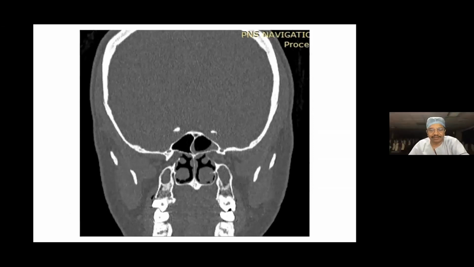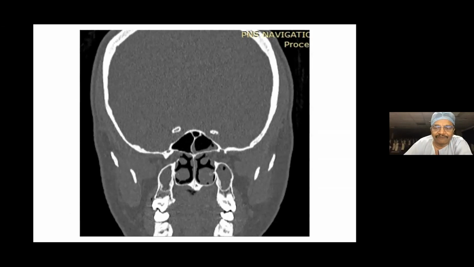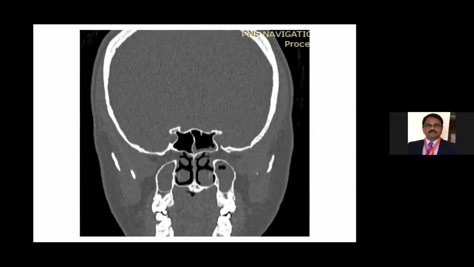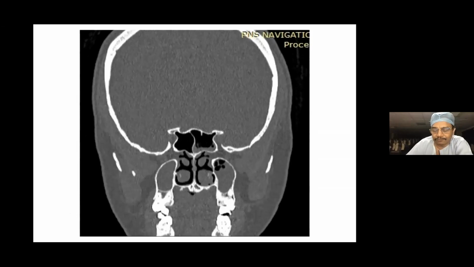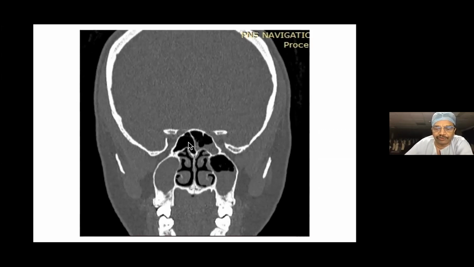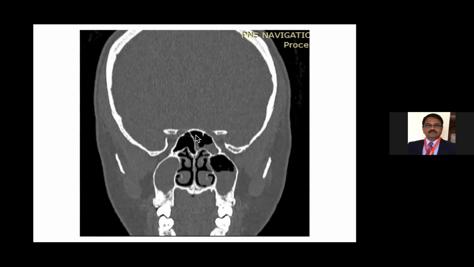And then I look at the vital structures. I would like to count the 5 vital structures. The lateral wall of the sphenoid, where there is an internal carotid artery. Can you use your pointer? This is the internal carotid artery. And by the side, that is the optic nerve. Optic nerve is in the sphenoid sinus, and it has a bony covering.